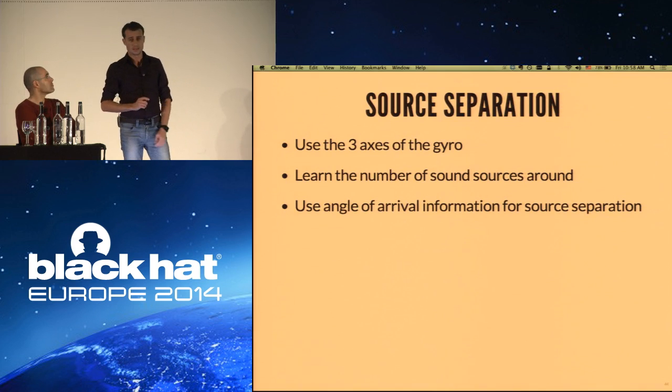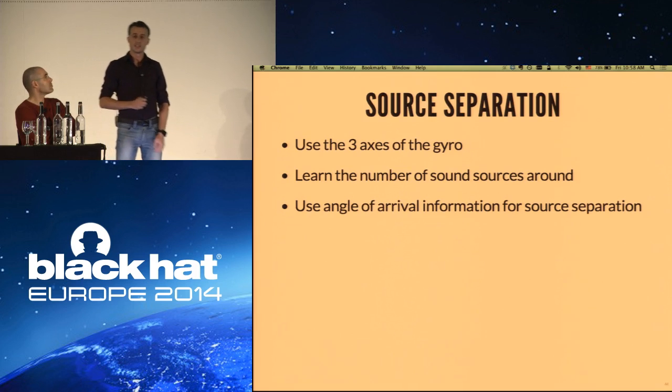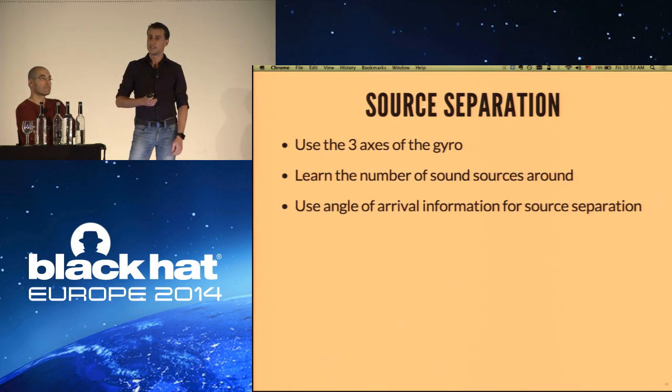So one thing we propose is employing source separation. The gyroscope, as we mentioned, has 3 axes. So you can sense using 3 different axes which are synchronized, and every axis would be more or less sensitive according to the direction from which the signal arrives.